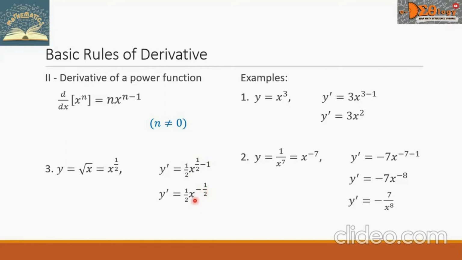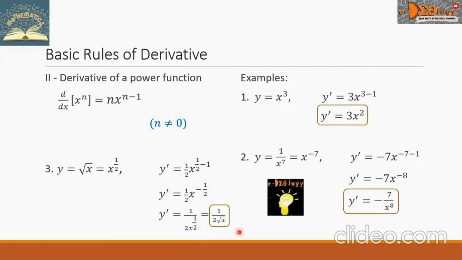And then let us rationalize the negative exponent. It becomes 1 all over 2 times x raised to positive 1/2. Let us return the fractional exponent into radical form. So we have our answer to be 1 over 2 times the square root of x. These are the answers for the given examples.